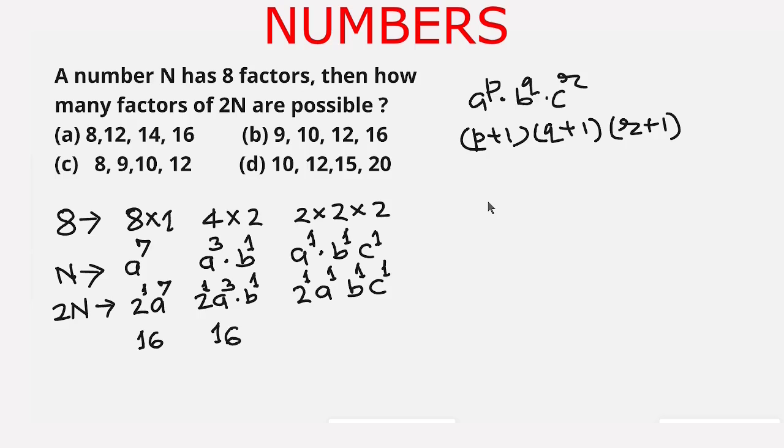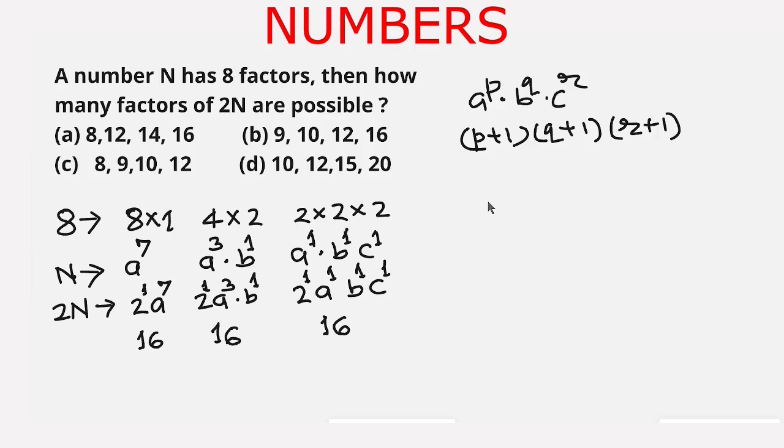And when it is 2 to the power 1, a to the power 1, b to the power 1 and c to the power 1, then all the powers are 1. So it will be 1 plus 1 multiplied by 1 plus 1 multiplied by 1 plus 1 multiplied by 1 plus 1. So it will be 2 multiplied by 2 multiplied by 2 multiplied by 2. Then again number of factors will be 16. Here a, b and c are different than 2. Then we will have 16 factors.